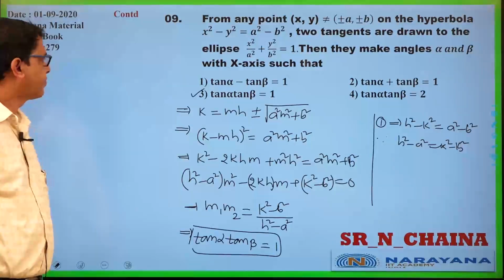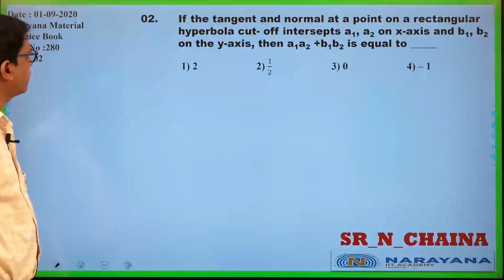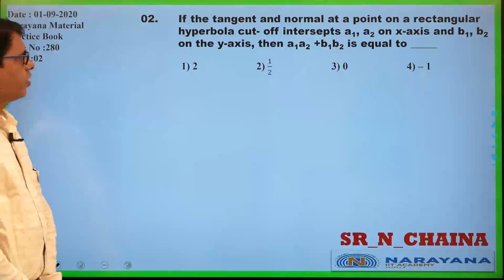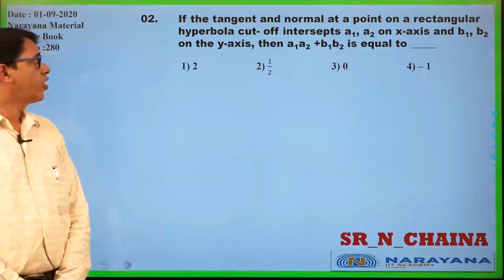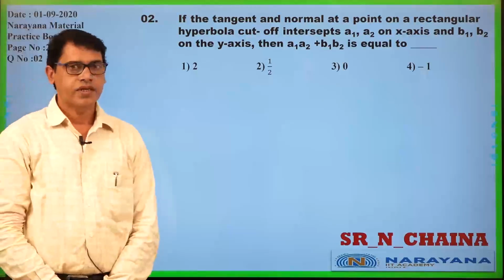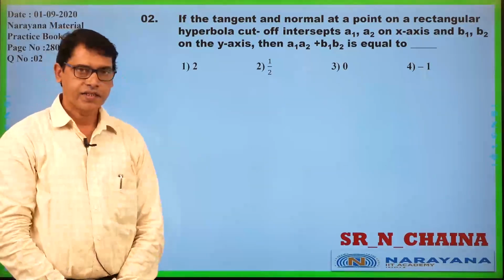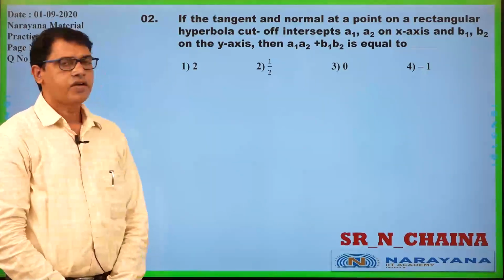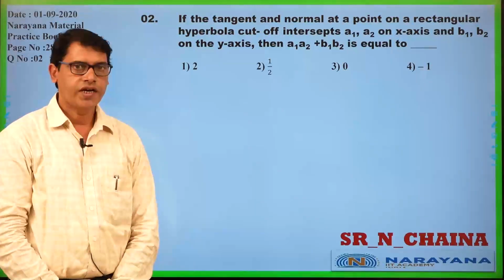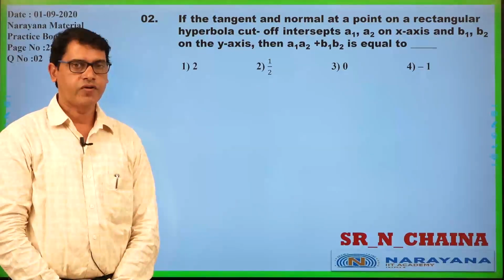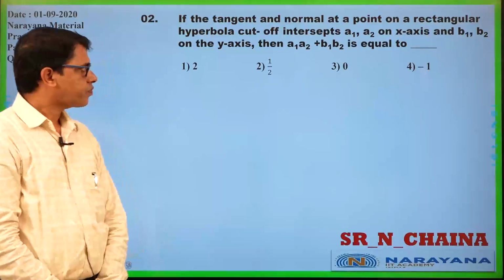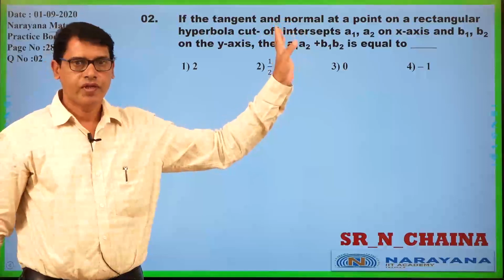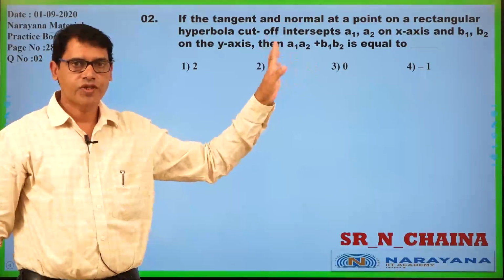Now next one. If the tangent and normal at a point on the rectangular hyperbola cut off intercepts a1 a2 on x axis and b1 b2 on y axis, then we have to find the value of a1 a2 plus b1 b2. Now here you need to consider a rectangular hyperbola, which means a must be equal to b.